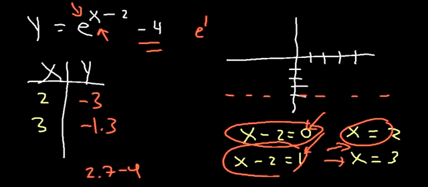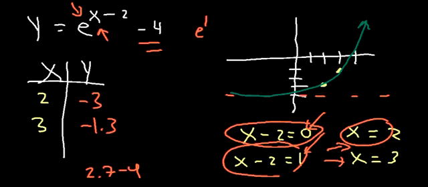Okay, so now let's plot our points. When x is 2, y is -3. And when x is 3, y is about -1.3, which is between -1 and -2. So somewhere in this area. I believe I graphed that correctly. So now start with the asymptote and then follow the points. And that's the general shape for your graph.